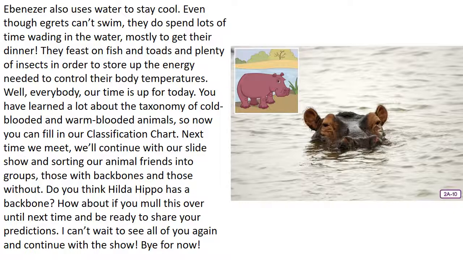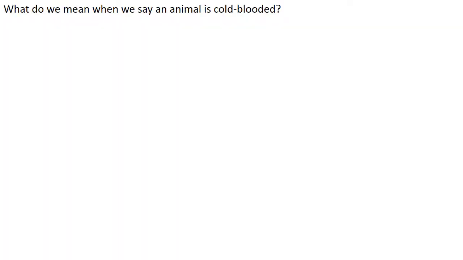You have learned a lot about taxonomy of cold-blooded and warm-blooded animals. So now, you can fill out our classification chart. Next time we meet, we'll continue with our slideshow and sorting our animal friends into groups, those with backbones and those without. Do you think Hilda Hippo has a backbone? How about you mull this over until next time, and be ready to share your predictions. I can't wait to see all of you again and continue with the show. Bye for now.